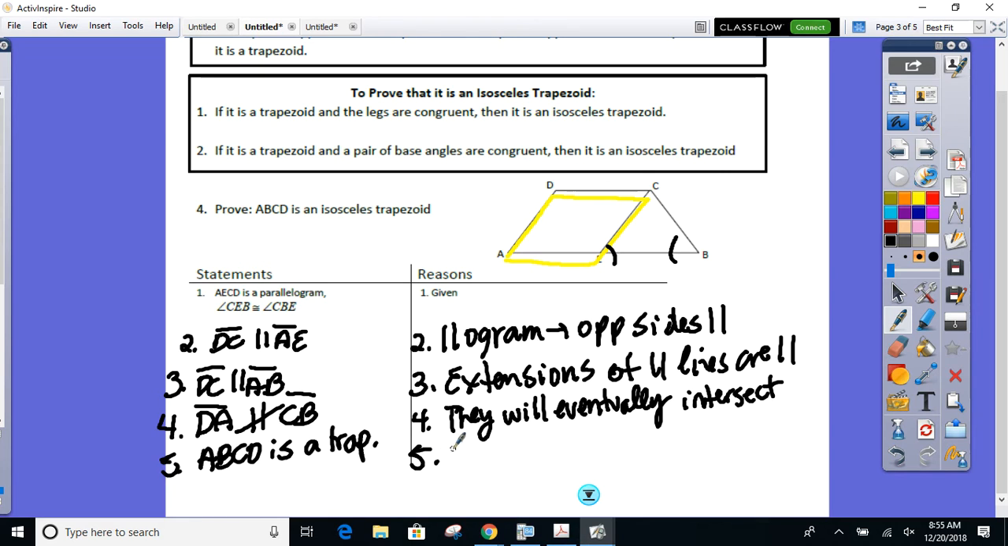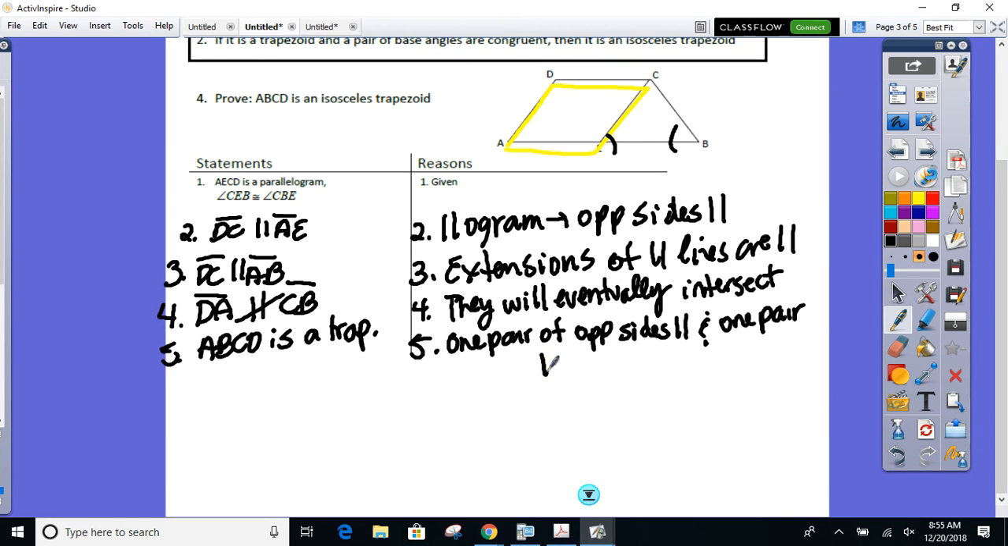Ready? What do we have right now? We have one pair of opposite sides parallel. Is that good enough to write? No. And one pair not parallel implies a trapezoid. Okay? You have to prove the non-parallel sides intersecting. You have to prove that.